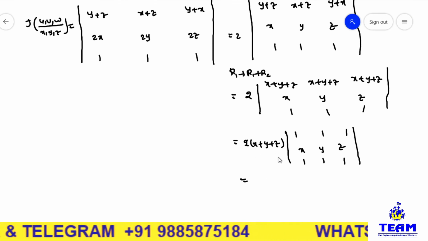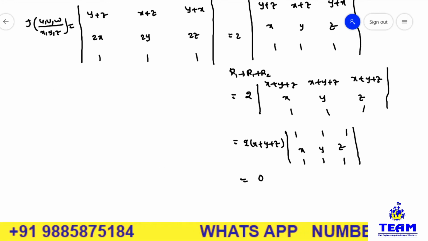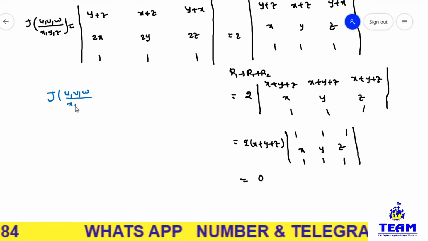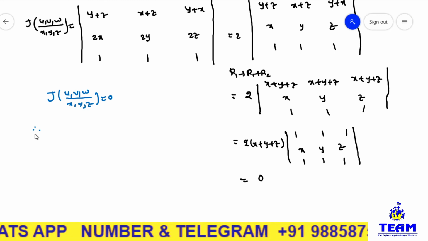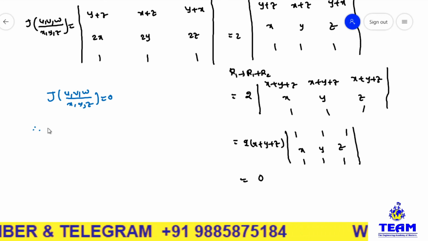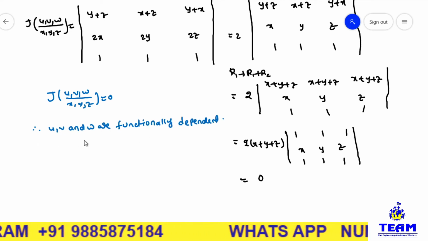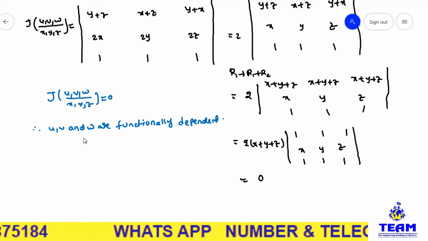0 into 2 times x plus y plus z is what? 0. So from this what can you say? The Jacobian of u, v, w with respect to x, y, z is equal to 0. So you can say the functions u, v, w are functionally dependent. If these are functionally dependent, then we will get the relation between them. Now we need to find the relation between u, v, w.